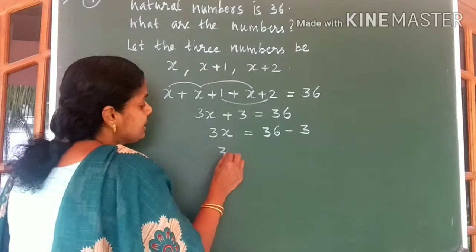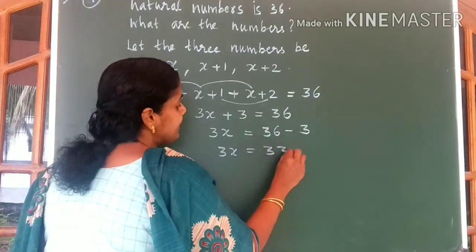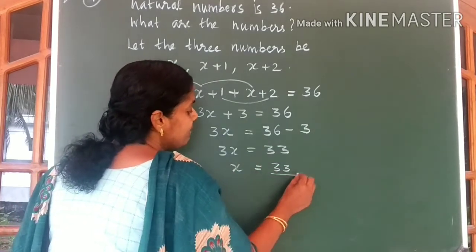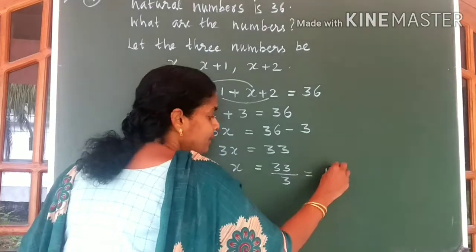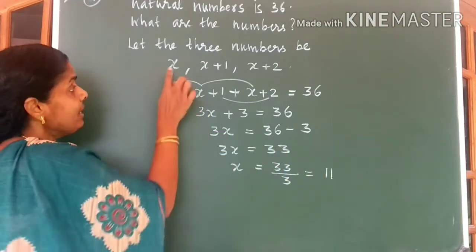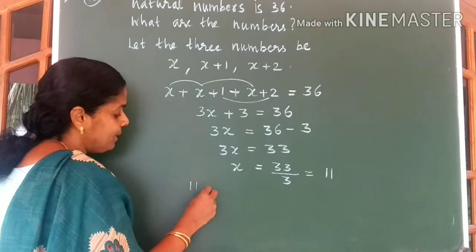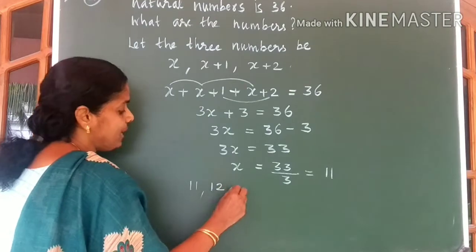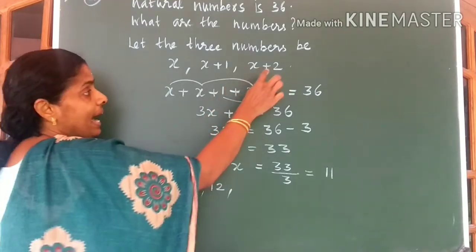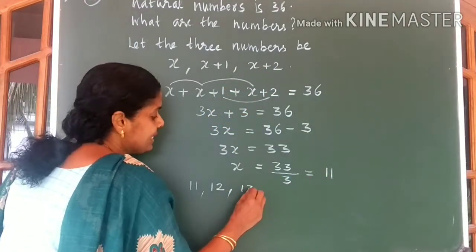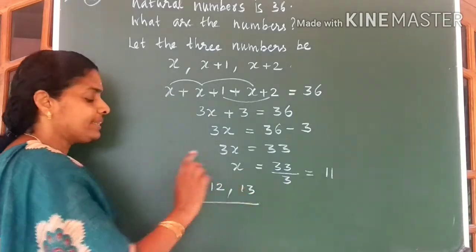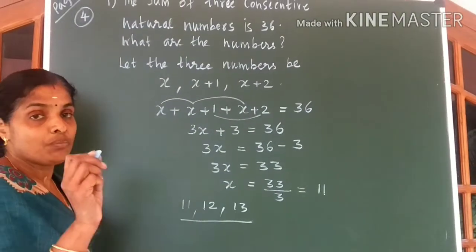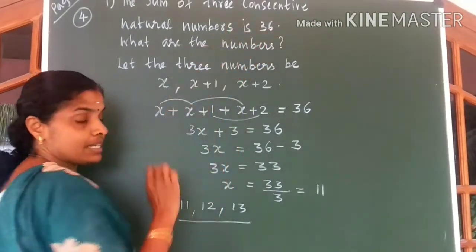That gives you 3x is equal to 33, or otherwise x is equal to 33 divided by 3, which is equal to 11. So we got the first number to be equal to 11. What is the next number? Add 1 to it, we get 12. What is the third number? Add 2 to it, so you get 13. So 11, 12, 13 are the 3 consecutive natural numbers which add up to 36.